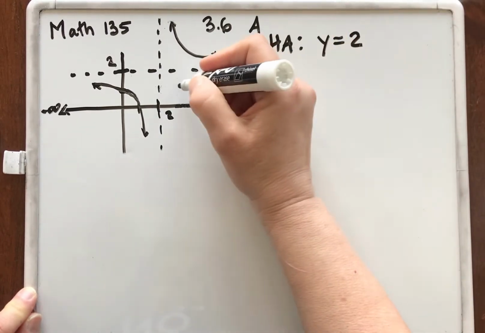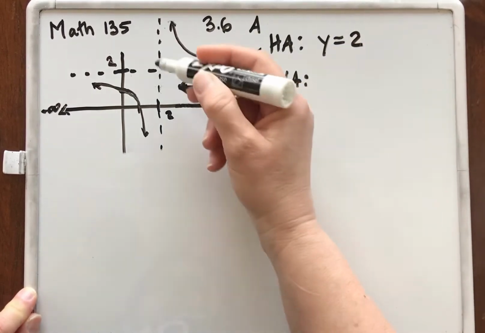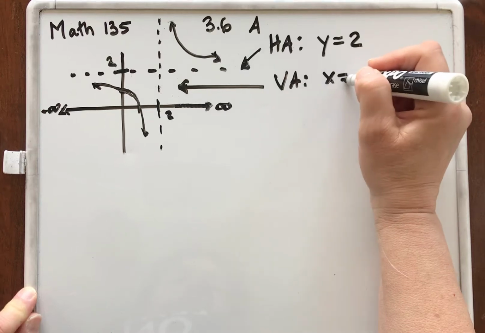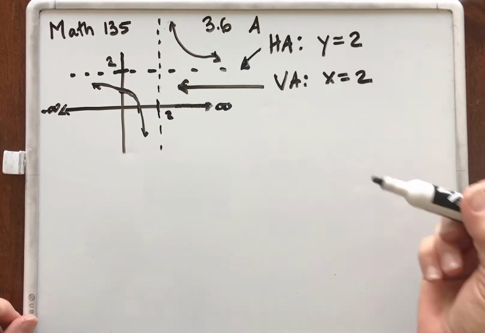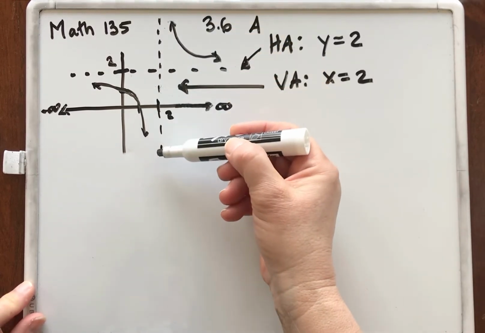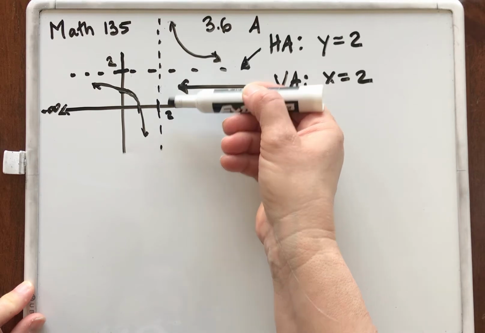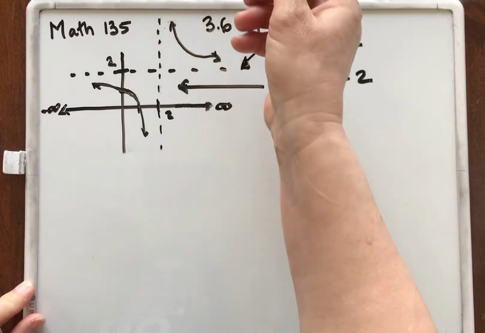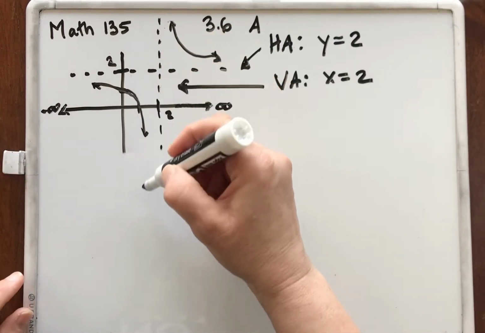And then for our vertical asymptote, the equation of that line is x equals 2. All right, now let's look at our graph. This vertical asymptote, as we approach 2 from the right, we notice f is going to infinity. And as we approach 2 from the left, f is going to negative infinity.